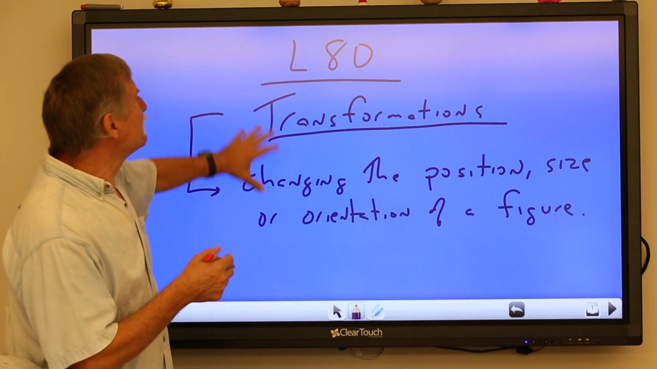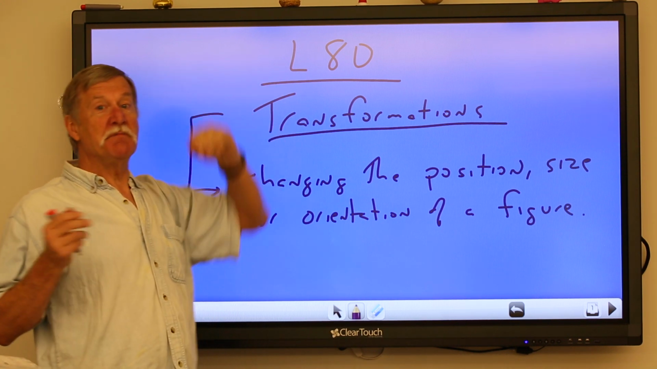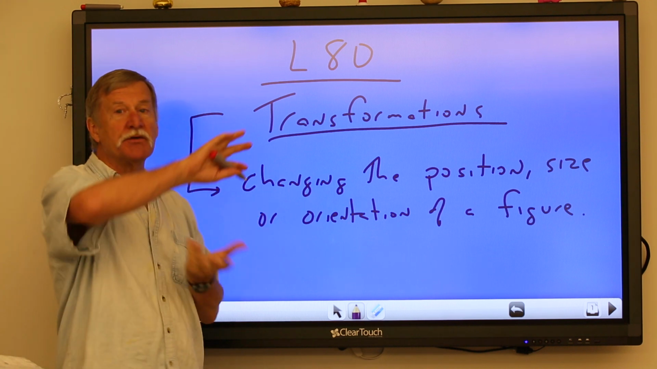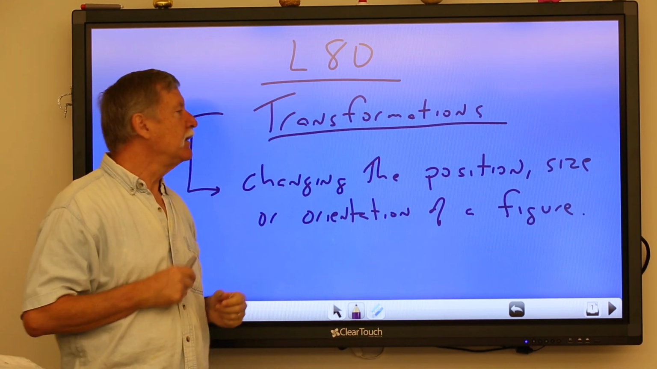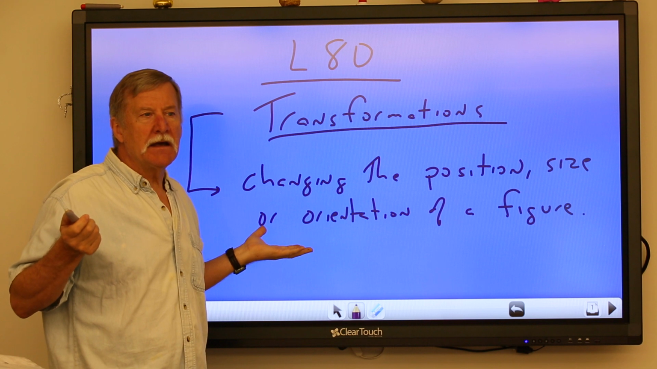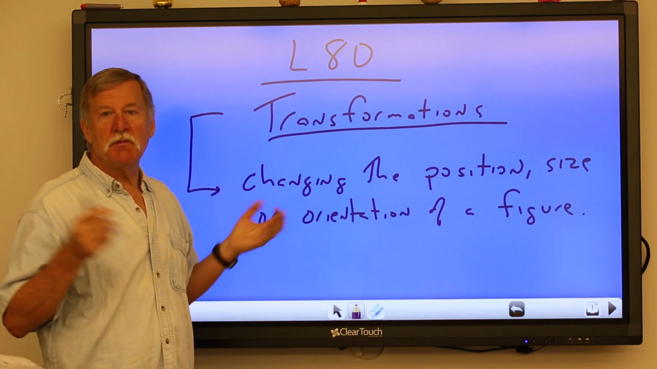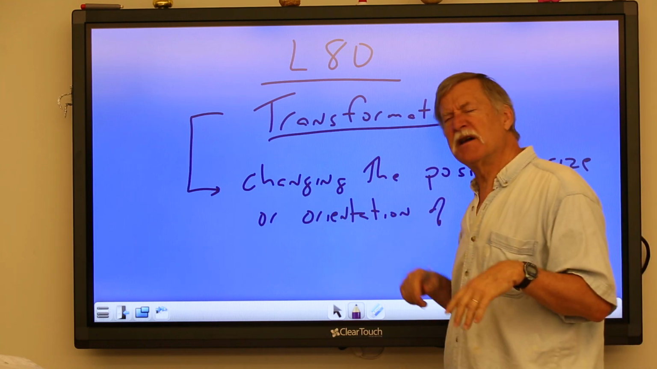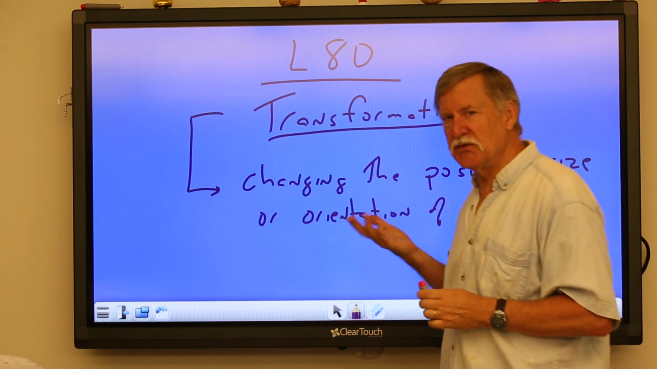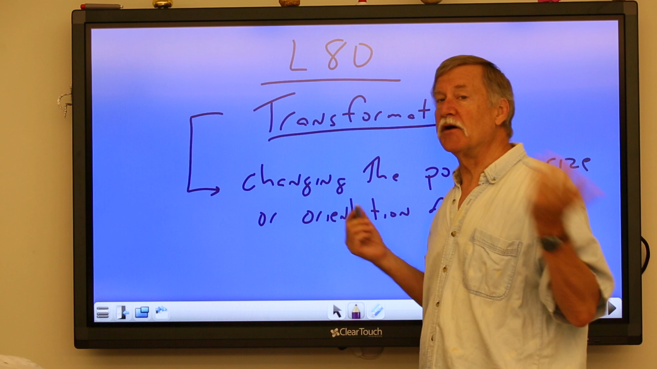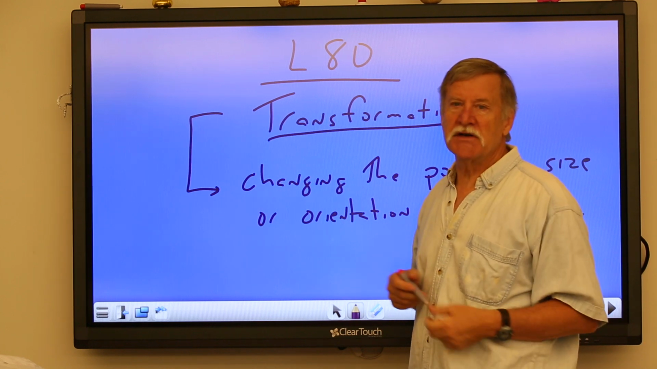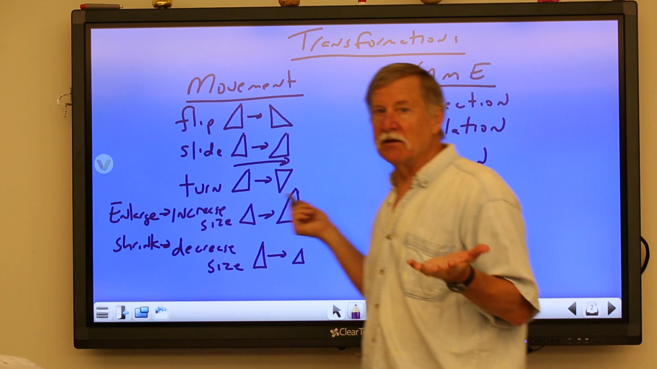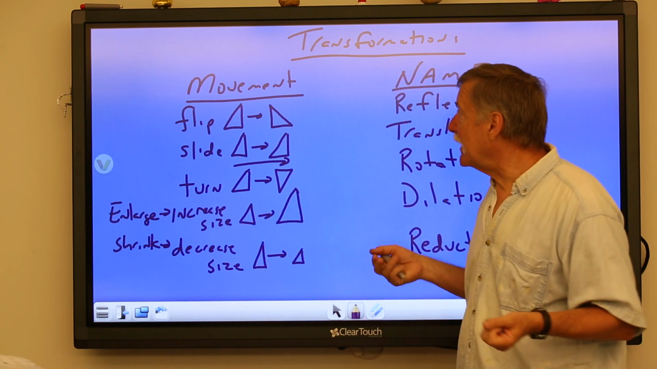All right. So when we talk about transformations in math, what we're doing is changing the position, the size, or the orientation of a figure. And we're moving something around, we're making it bigger, we're rotating it, we're turning it, we're flipping it, and to do that correctly, you got to follow instructions. And you have to understand some vocabulary. So here's the vocabulary and what means what, all right?